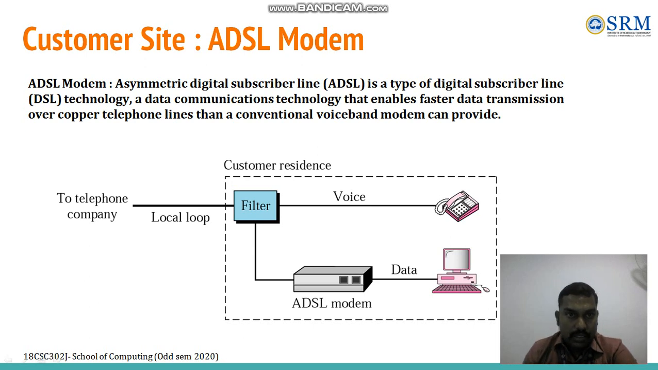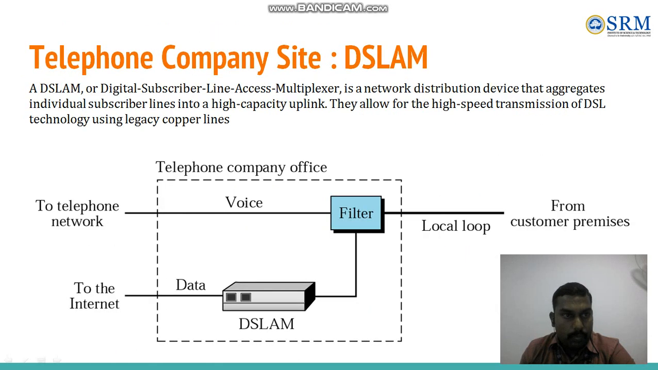The ADSL modem converts analog signal into digital signal. Asymmetric digital subscriber line is a type of digital subscriber line technology, a data communication technology that enables faster data communication over the copper telephone line than a conventional voice band modem can provide. So using a copper line, its data transmission is high, and we can use it for voice communication as well as data communication. Suppose you want to convert analog signal into digital signal, you can use the ADSL modem.